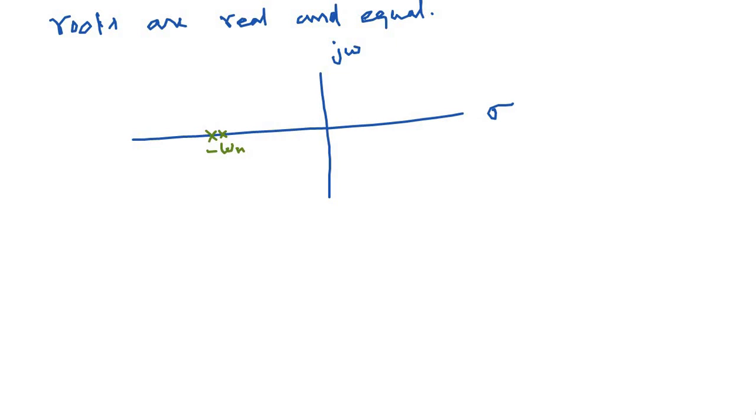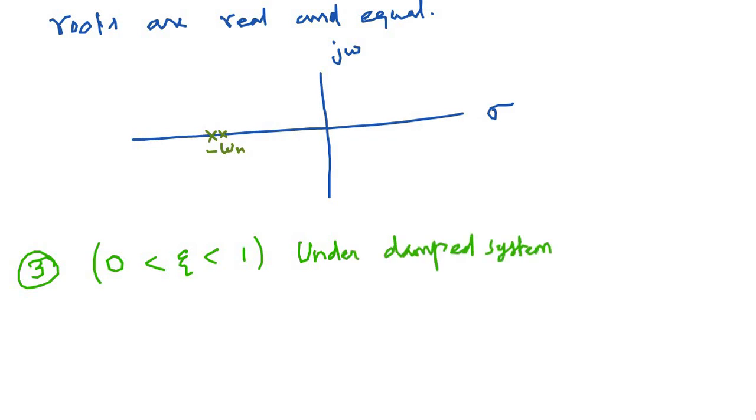Third one, where zeta is going to be in between 1 and 0. Zeta is a positive fraction in this case. It could be a negative fraction also. Later I will discuss about that. Now this system is called as under-damped system. Under-damped system. So zeta is a positive fraction.